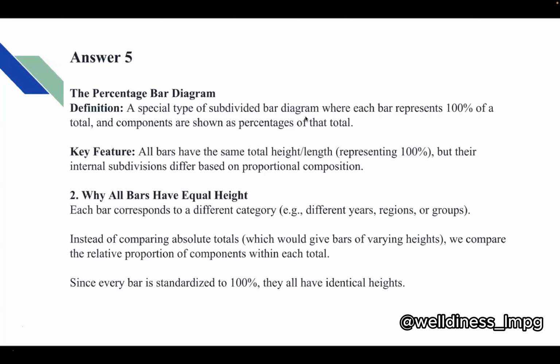A special type of subdivided bar diagram where each bar represents 100% of a total, and components are shown as percentages of that total. Key feature: all bars have the same total height and length, representing 100%, but their internal subdivisions differ based on the proportional composition. Why do all the bars have equal height? Each bar corresponds to a different category, usually different years, regions, or groups. Instead of comparing absolute totals, which will give bars of varying height, we compare the relative proportion of components within each total. And since every bar is standardized to 100%, they all have identical heights.